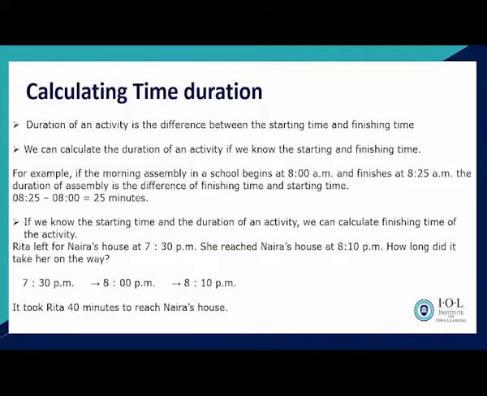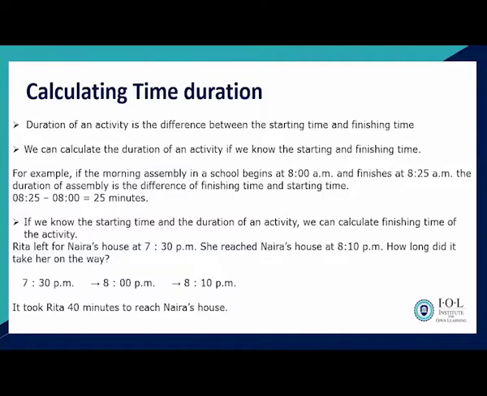If we know the starting time and the duration of the activity, we can calculate the finishing time of the activity. So we have three things involved here. You can be given the starting time and the finishing time to get the duration, or you can be given the starting time and the duration to get the finishing time, or you can be given the finishing time and the duration to find the starting time. Those three things always play around with each other.